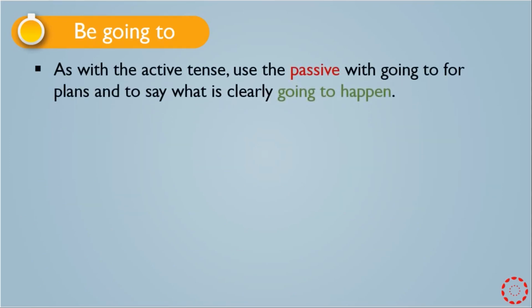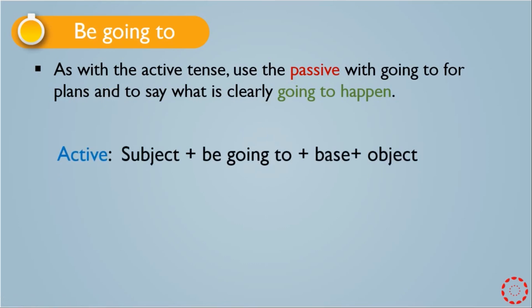And also we have another passive form with be going to in present continuous. As with the active tense, we use the passive with going to for plans or to say what is clearly going to happen. Also, it is the active form of present continuous with be going to. We have subject, and then we have be going to followed by the base form of the verb, and then we have an object.